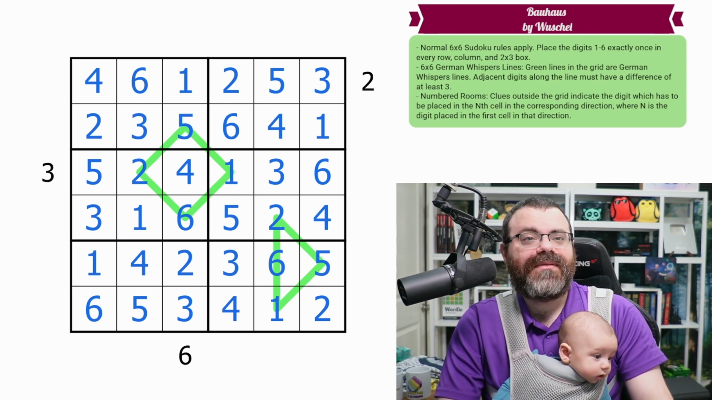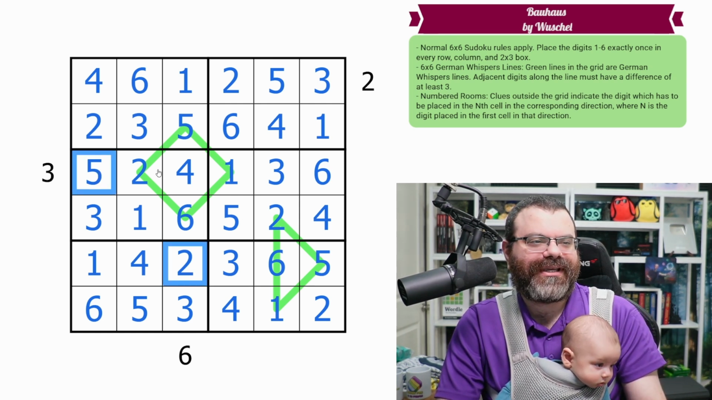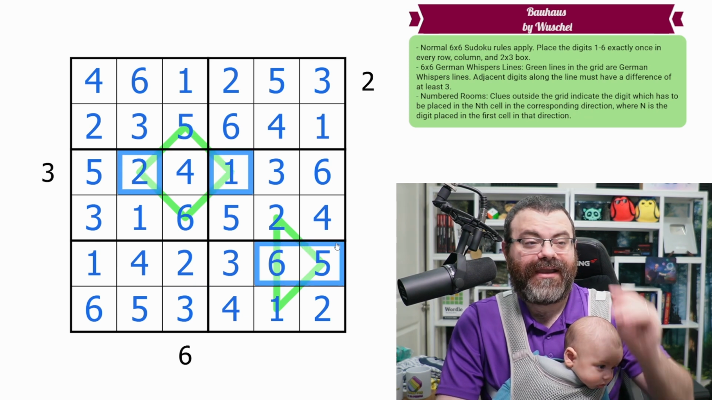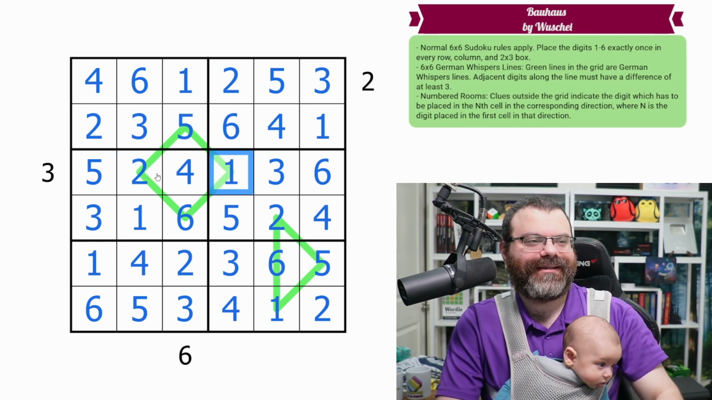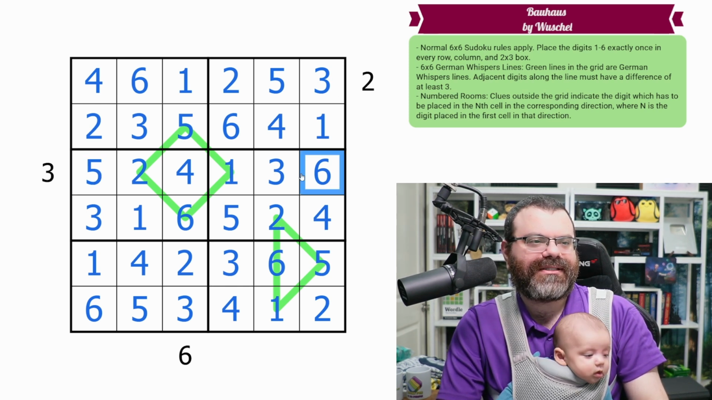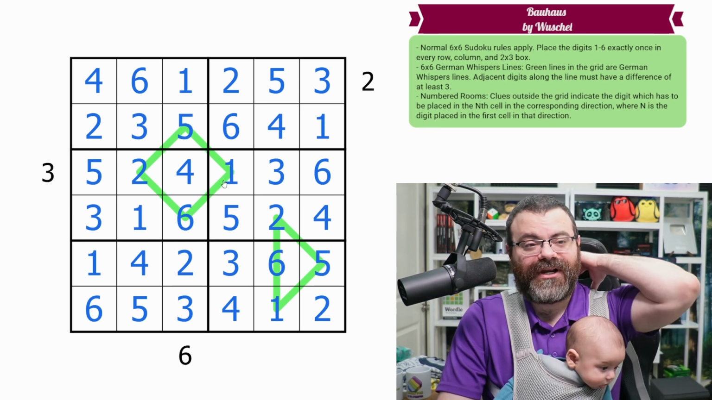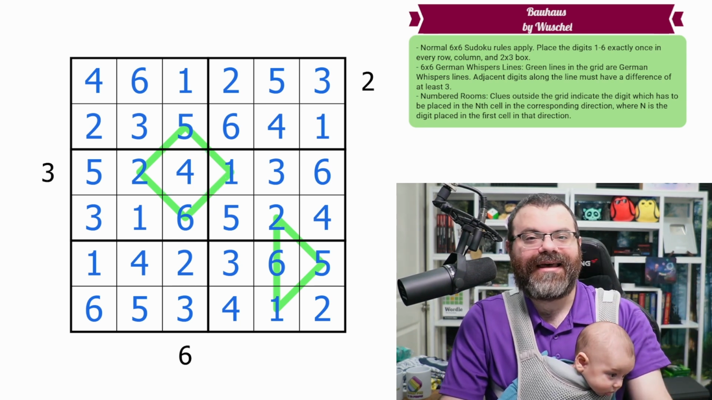Cool. Well, that was a neat puzzle, Wuschel. The double use of the 5, 6 here and the 1, 2 here, giving us the low heighty of the German whisper lines was neat. And then the interaction of the numbered rooms and where we could actually place them was also neat. So yeah, really intricate puzzle, actually. Very well set. I enjoyed that.